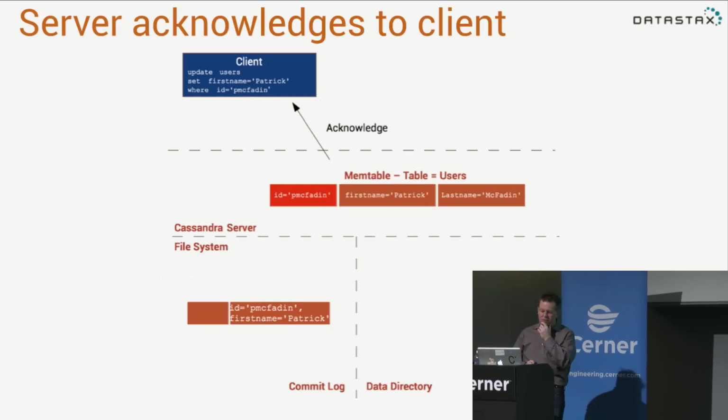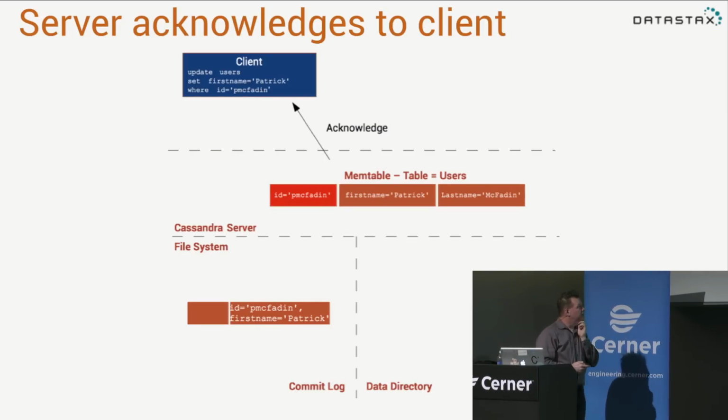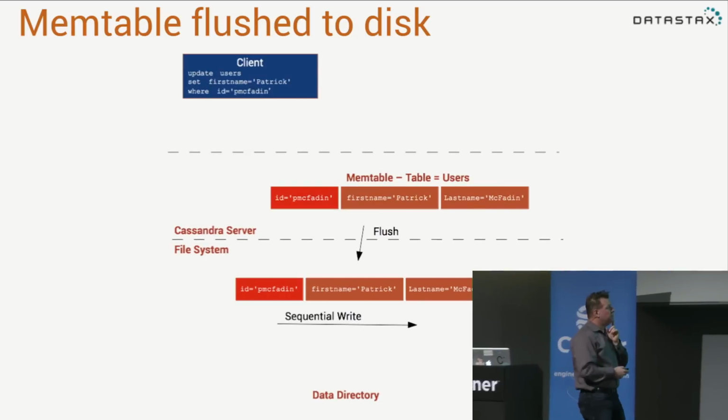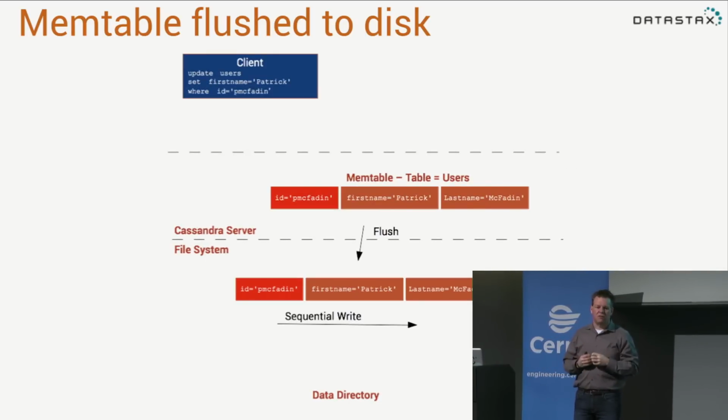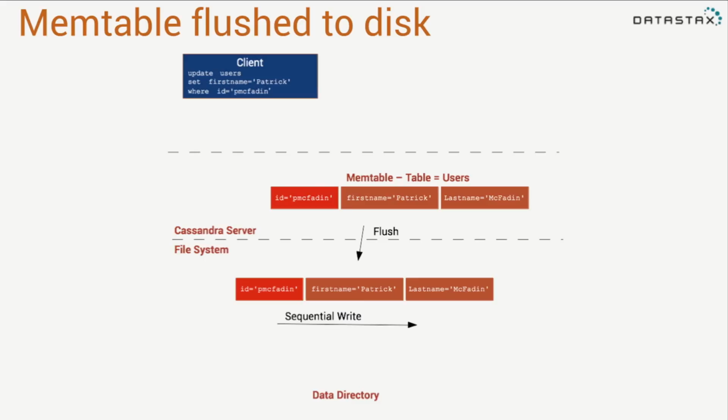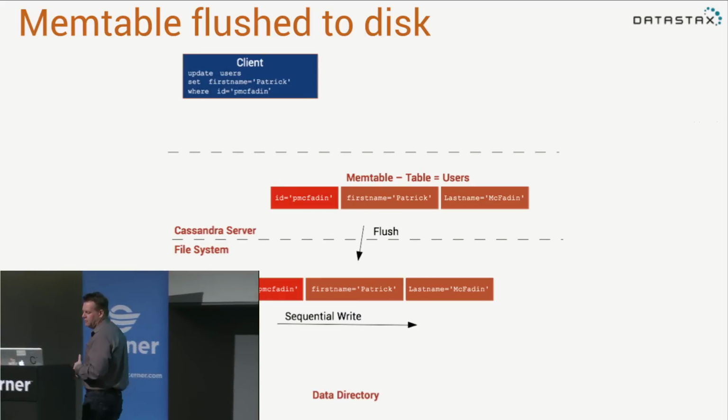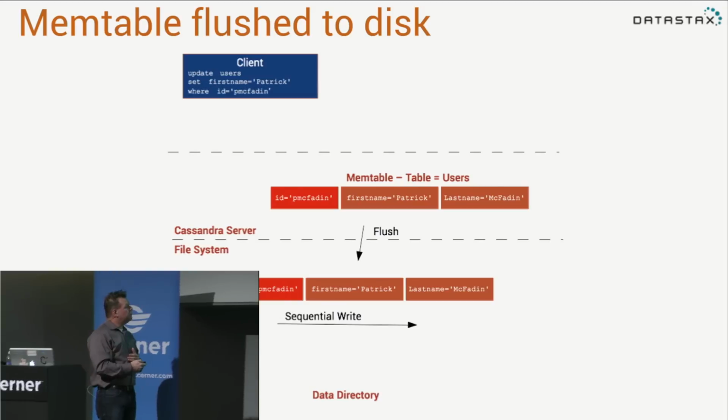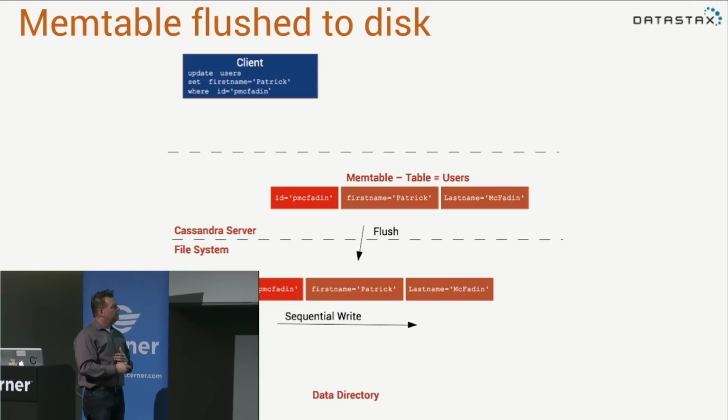So what happens after it acknowledges to the client? You're not just going to put this in memory. It's not an in-memory database. The next thing that's going to happen is, as those memtables start to fill up, there's a flush process. And that flush process writes out the memtable to a file called an SSTable, a sorted string table. And so this sorted memtable being flushed to disk is a sequential write.